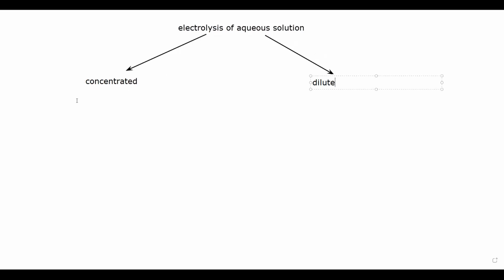The concentrated means they contain more salt and they have less water. And dilute means opposite, they have less salt and they have more water. So what will be the difference? The rule is the same for positive ion. What is the rule for positive ion?